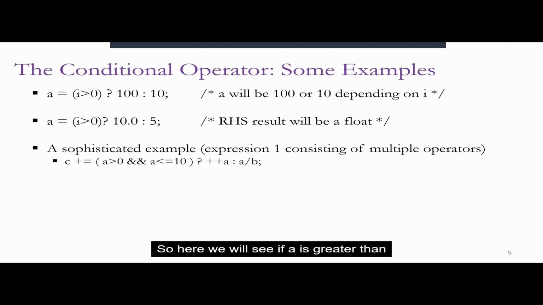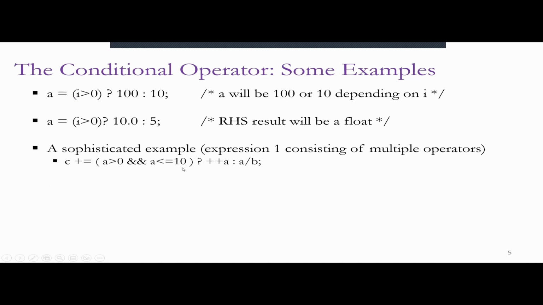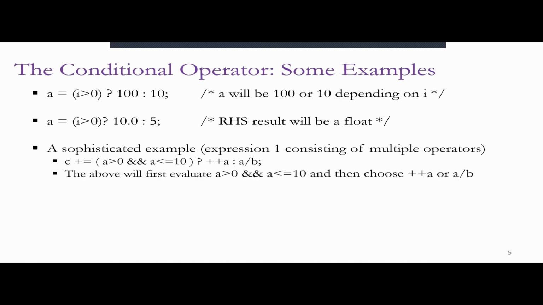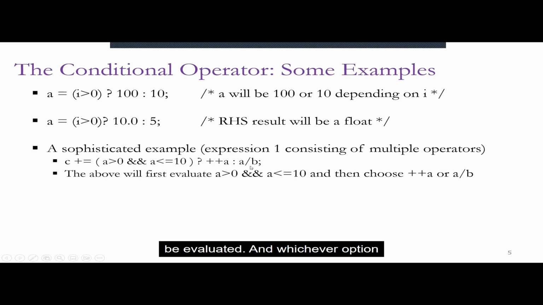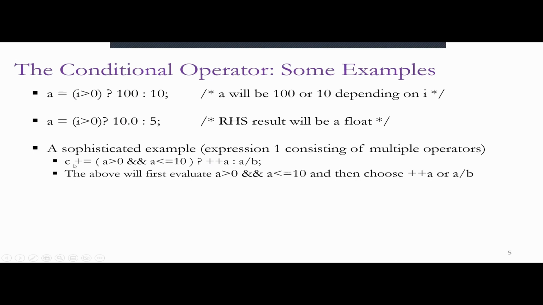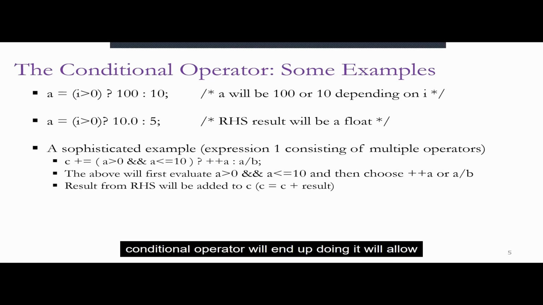So here we will see if a is greater than 0 and if a is less than or equal to 10. If it is, then it will choose plus a to be evaluated. Otherwise, it will choose a divided by b to be evaluated. And whichever option is evaluated will be added to c. This is what this particular conditional operator will end up doing.